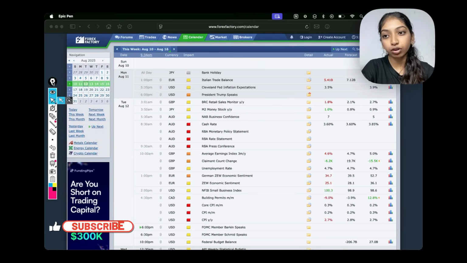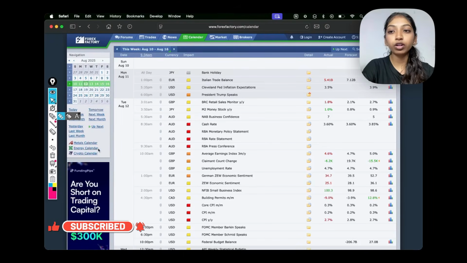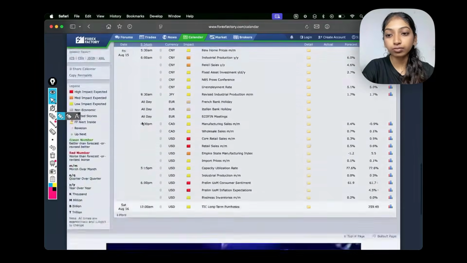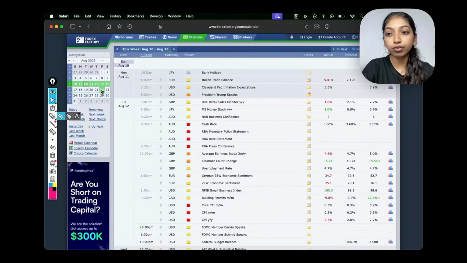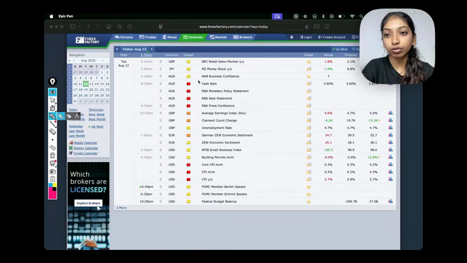On the left side of the corner, we have this navigation bar. This will give you an overview of what you're looking at. I'm looking at news from the 10th to the 16th, and I can move to a specific date if I want to, or I could just click over here on today, which will only show me today's news. If I click on tomorrow, it'll show me tomorrow's news.